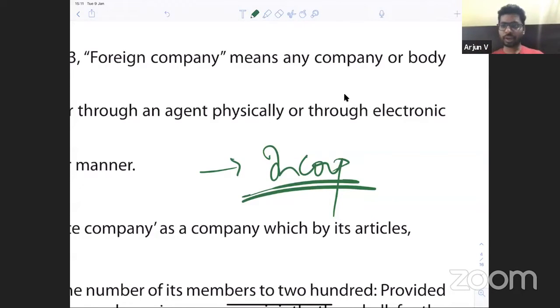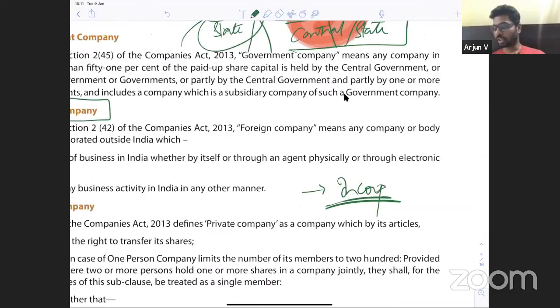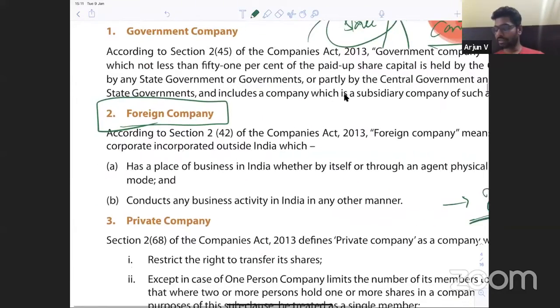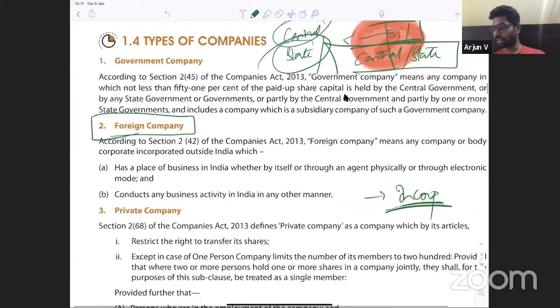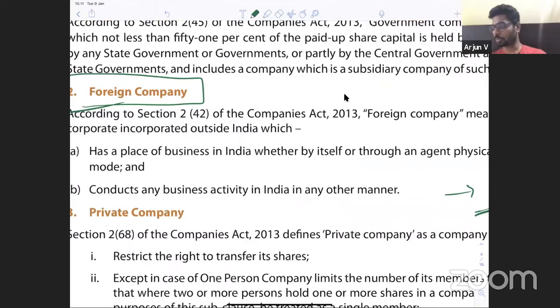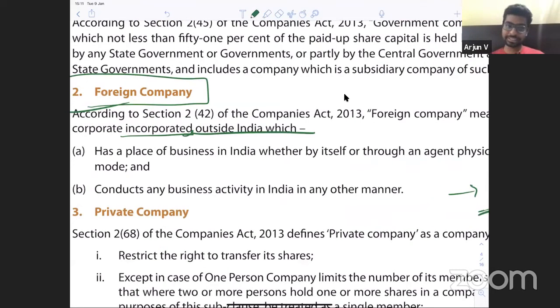The reason we are looking into foreign companies is that they have to have some relationship with an Indian company. So what are we talking of here? A foreign company means any company or body corporate which is incorporated outside India. That means it has been registered outside India.